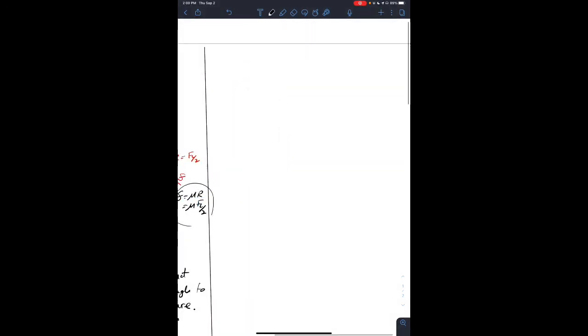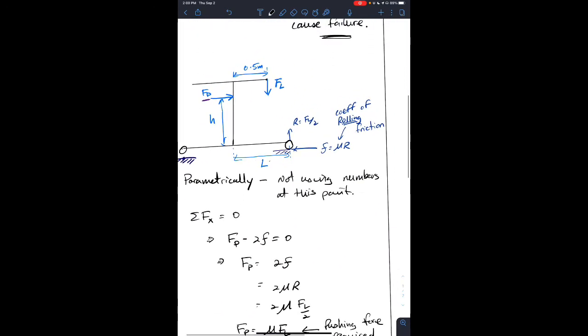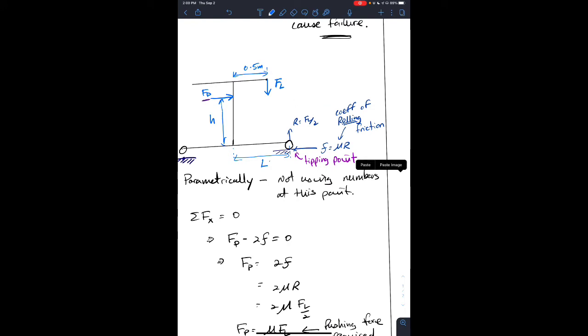So the next thing we're going to look at now is taking moments. We're going to take moments about the tipping point. We had said that this here was the tipping point, and it's where we're taking moments about. So our distances for taking moments: the distance from here to where we want to take the moment about is L minus 0.5, and the distance from Fp to the tipping point, we said that distance is h.